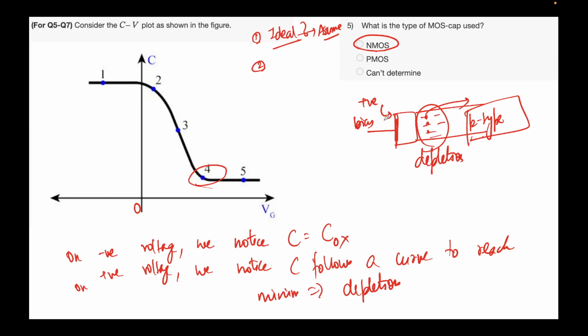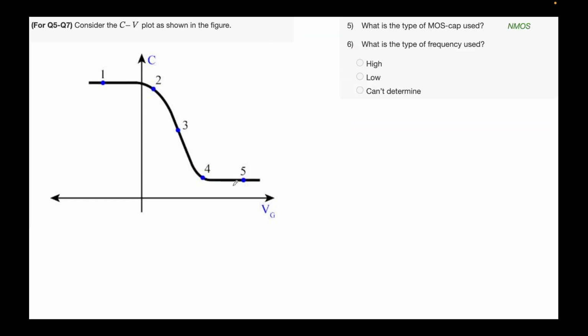So if I apply negative voltage on a P type semiconductor, all the holes will get attracted to this oxide semiconductor interface, and we'll see accumulation, which is C ox here in region 1. So this plot, the CV plot, corresponds to an ideal NMOS. We have established now it's NMOS.